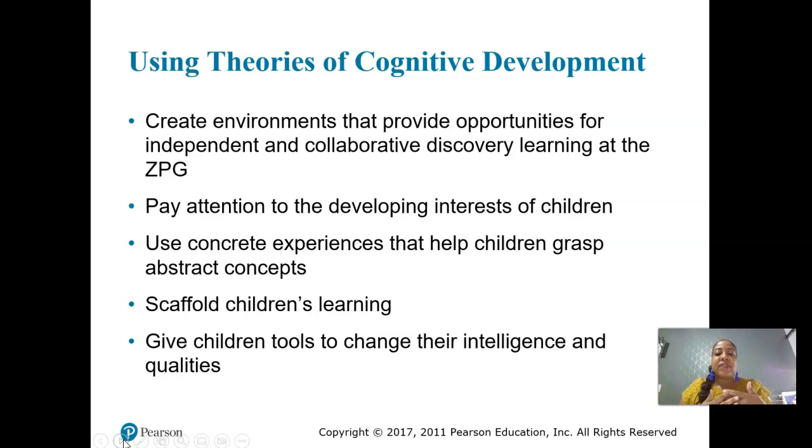Zone of proximal development, I think, is a really fascinating concept. It's sort of this idea of what a child can do really easily independently, and the next level of what a child can do that's more advanced from where they are with a little bit of help. So it's sort of that sweet spot between what a child can do easily and independently versus a child being challenged. So that zone of proximal development is that sweet spot.